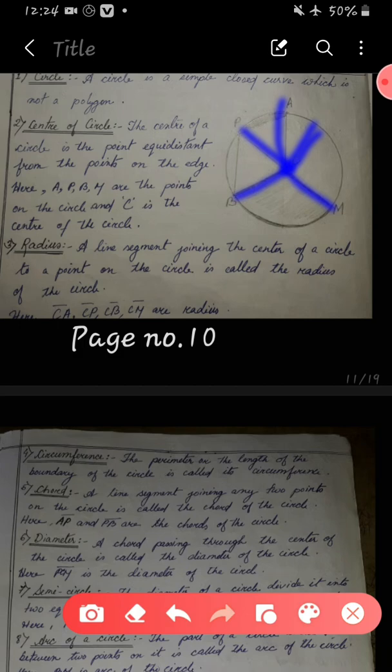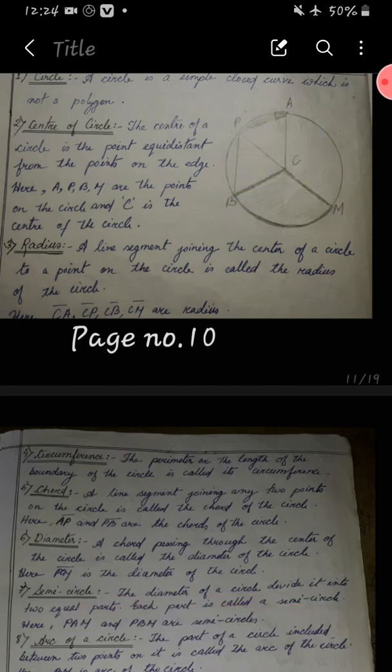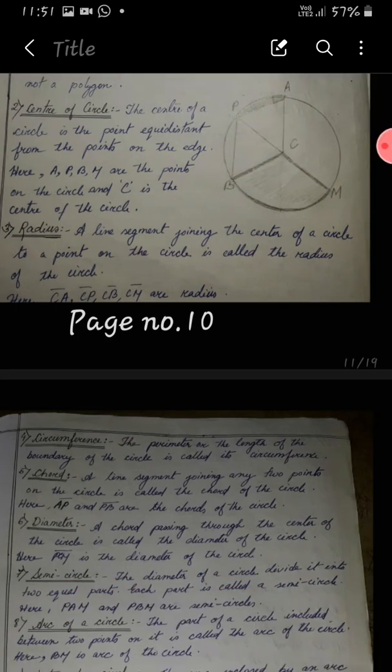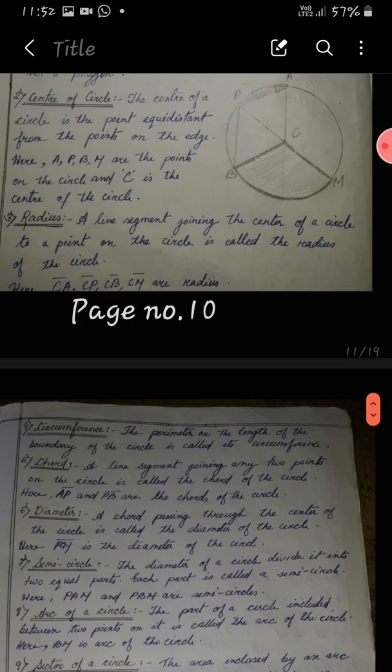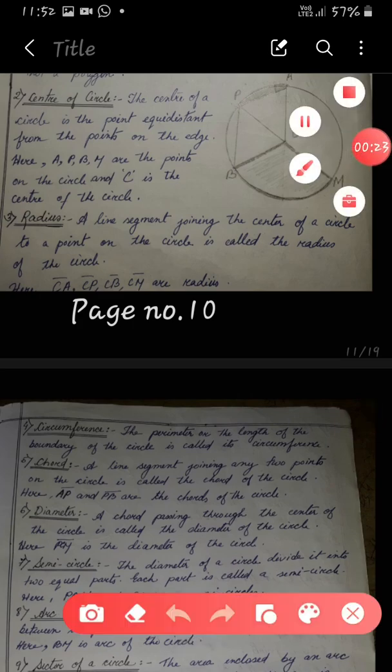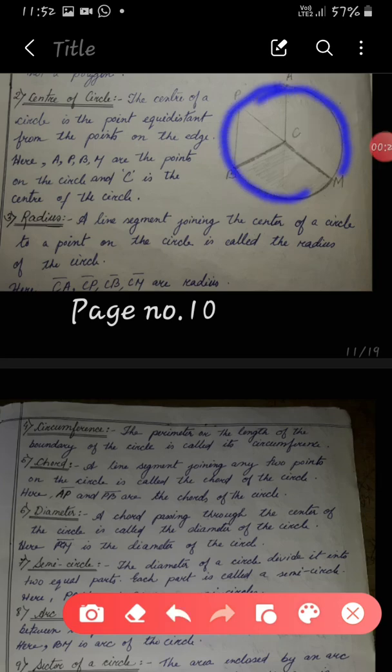Okay, now let's move to point number 4, that is circumference. The perimeter or the length of the boundary of the circle is called its circumference. You all know perimeter means the length. We generally use the word perimeter in case of square, rectangle and all. So this is the boundary of the circle, isn't it? What is the length of this boundary of the circle? The total length is called the circumference.